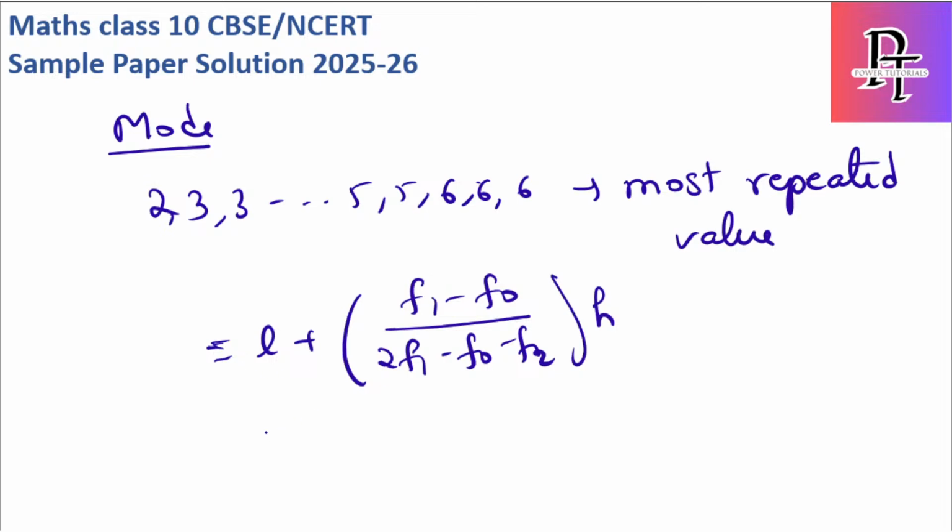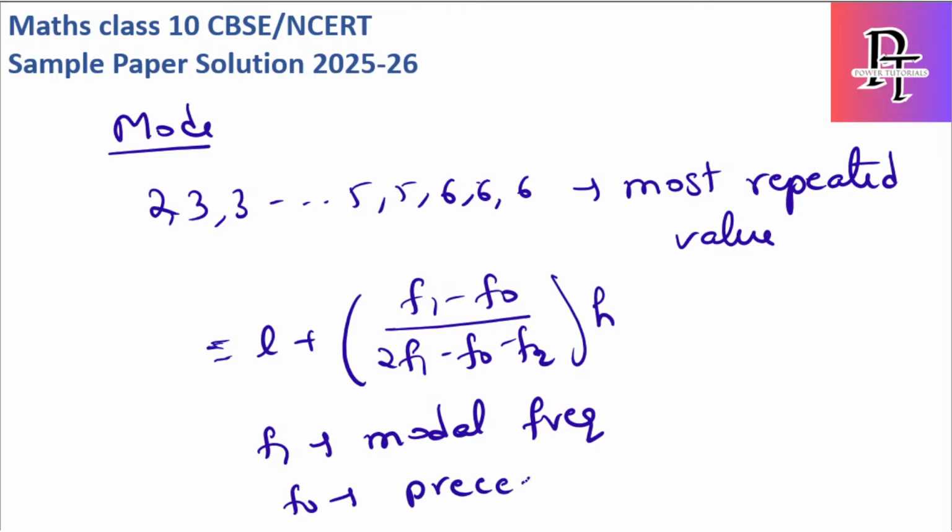So here F1 is the modal frequency, F0 is the preceding one, and F2 is the succeeding one.